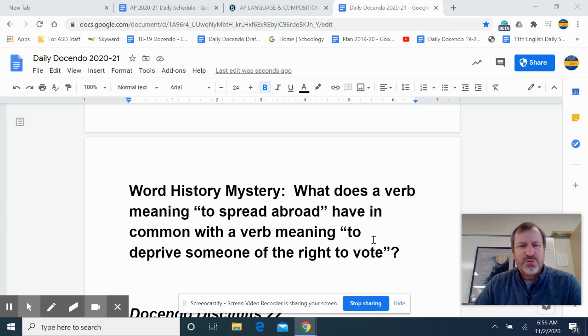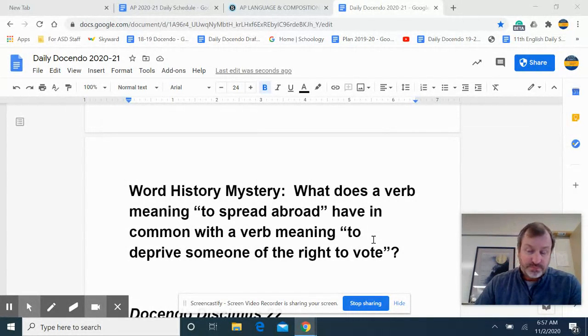All right, this is Docendo number 22. Look at the word history mystery. What does a verb meaning to spread abroad have in common with a verb meaning to deprive someone of the right to vote? So notice we got two verbs here, the infinitive form: to spread abroad, and to deprive someone of the right to vote.